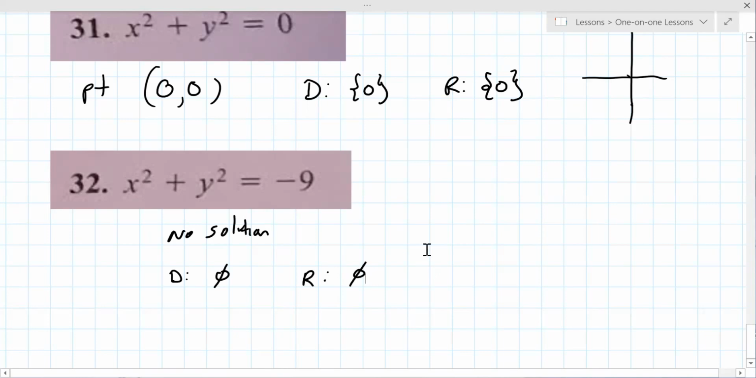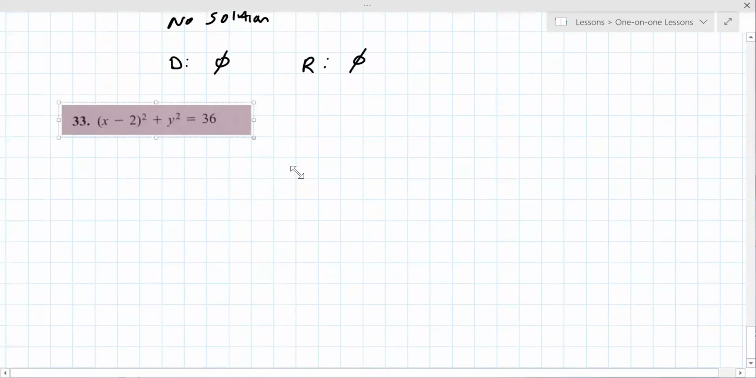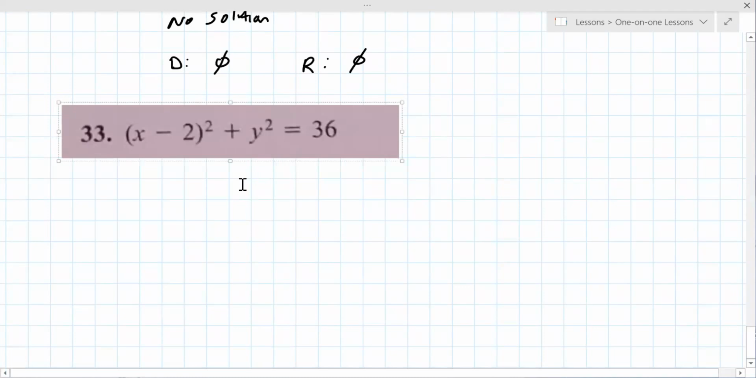On to 33. 33 and 34 are necessary because the domain and range shift based on where the circle moves to. The circle here has a different center this time. It has a center at 2, 0. What is the radius of this circle? Just 6, the square root of 36, which is 6.